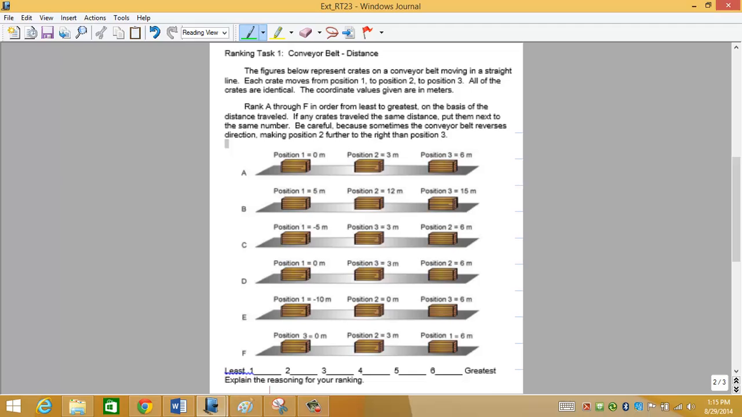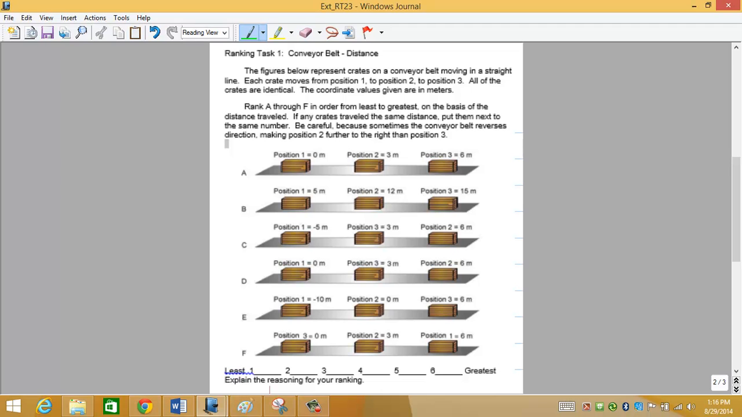So ranking task number 1, you're asked to figure out the distance traveled. That's one thing when you're doing ranking tasks. It's always important to read carefully and look at what you're being asked to find. So we need to find out the distance traveled, and we're going to rank them from least to greatest. If you recall, distance is just how far you've gone. And we're looking at these moving from position 1 to position 2 to position 3.